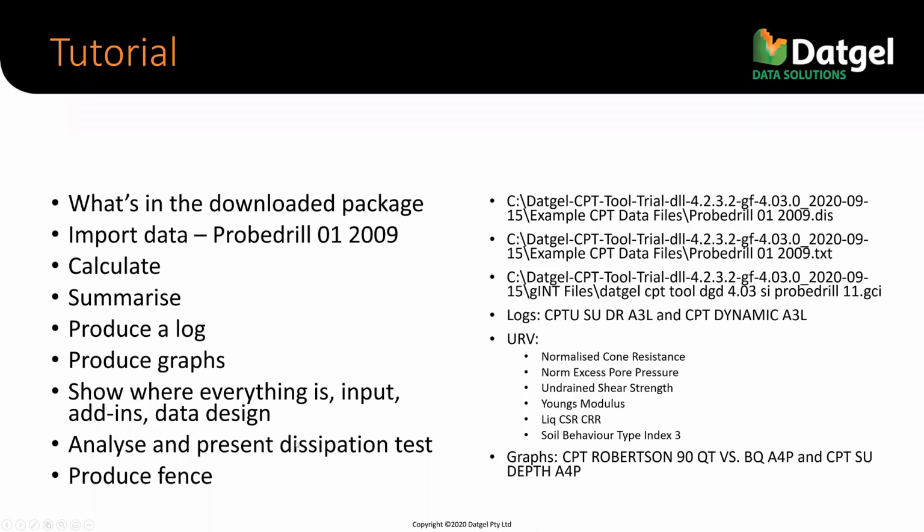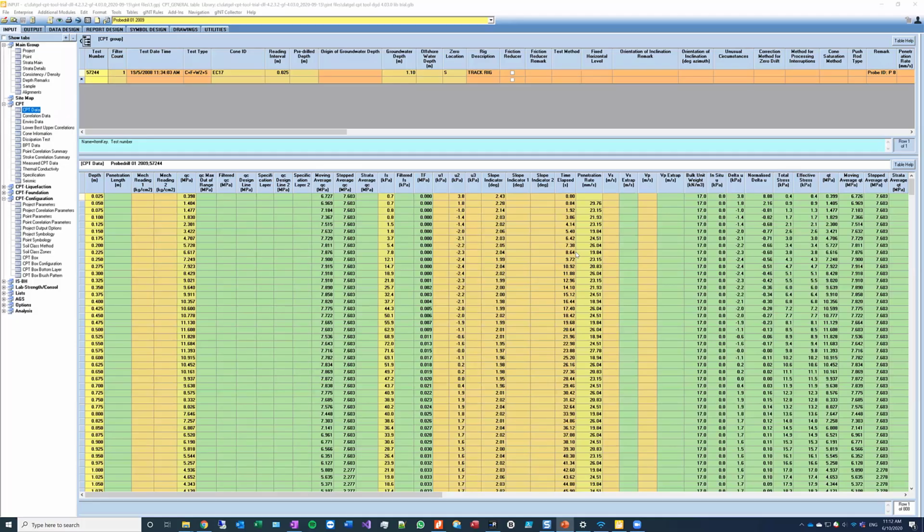We'll analyze and present a dissipation test, and we'll produce a fence. So we won't be getting into the very details of editing the formula tool or editing reports. That will come, that's a bit beyond the 1 hour that we have today. Okay, so these are the files we'll be working with, and of course I'll show you that as we go. Let's close the PowerPoint, go back to GINT.